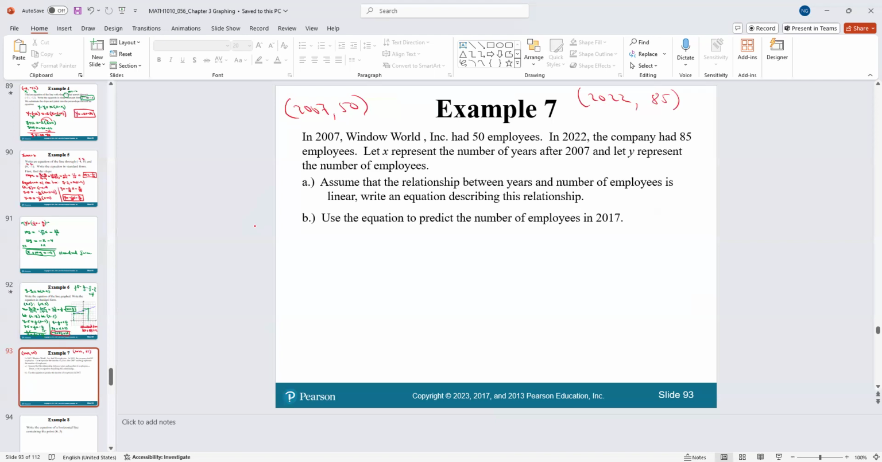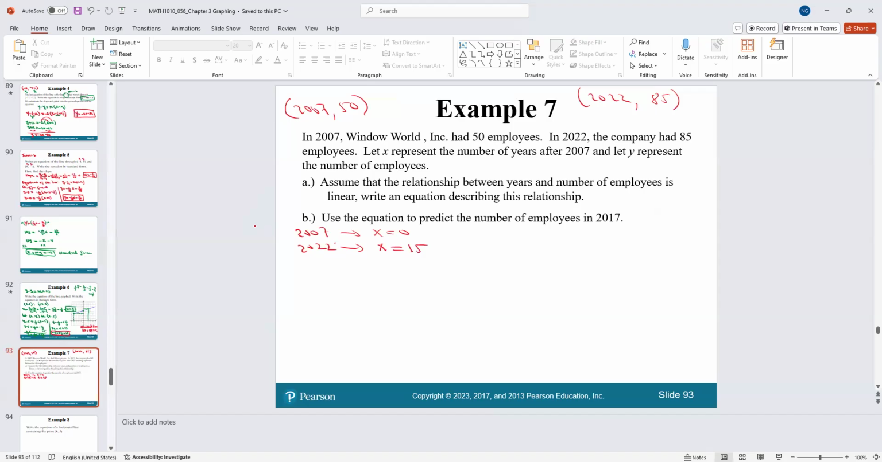What you need to remember here is the year 2007 is represented by X, that's the initial one, so X equals 0. In 2007, X is equal to 0, if you want to see it that way. And so what would be year 2022? If year 2007 is X equals 0, then 2022 is 15 years later. So X would be 15. Year 2022 represents X equals 15.